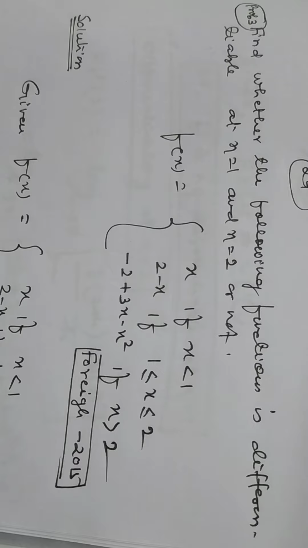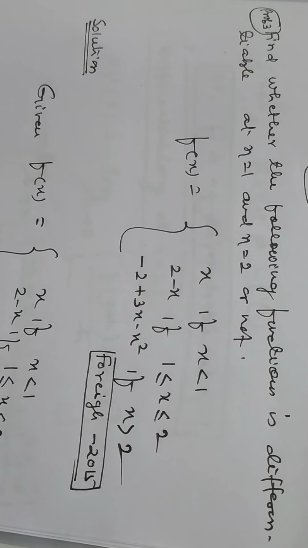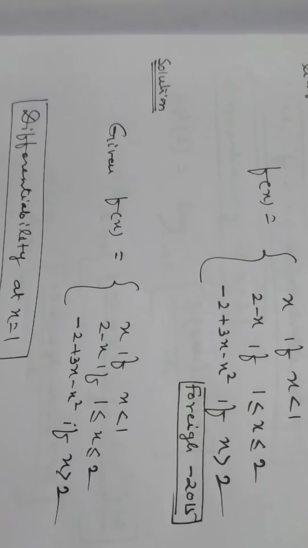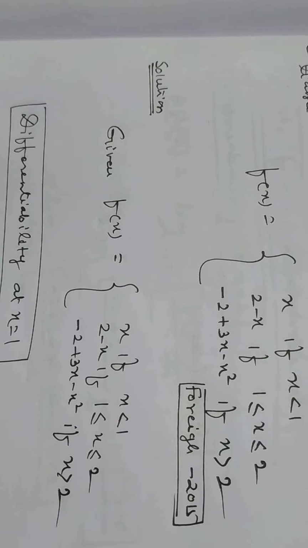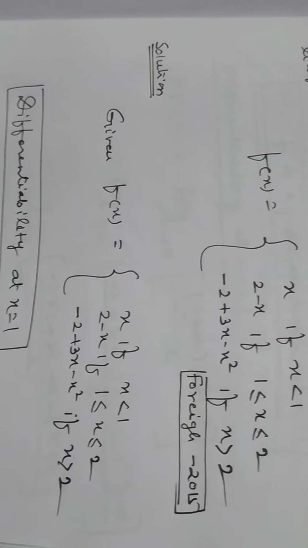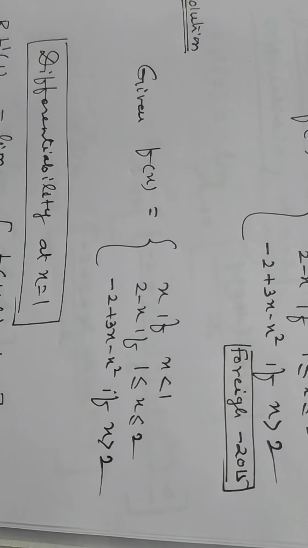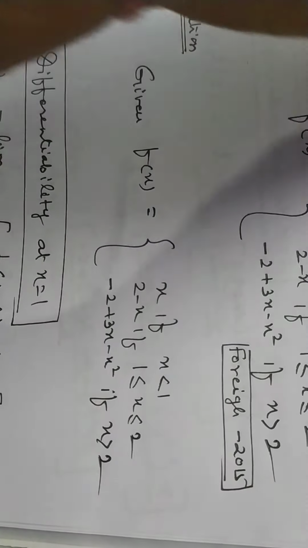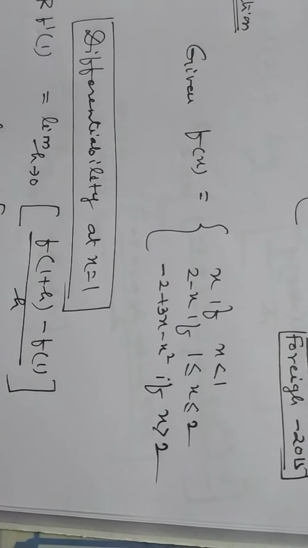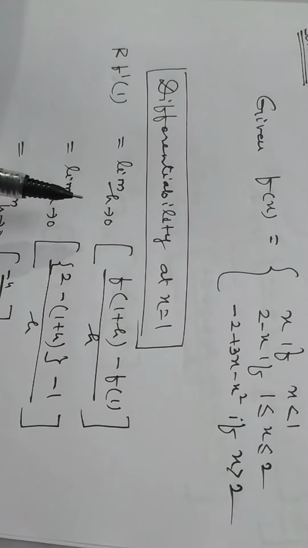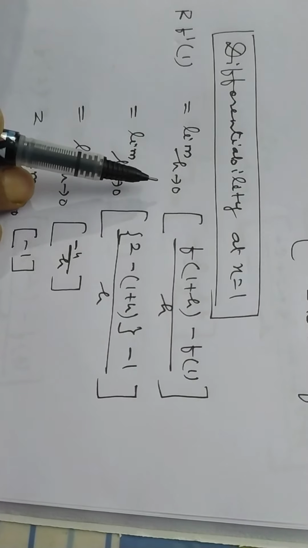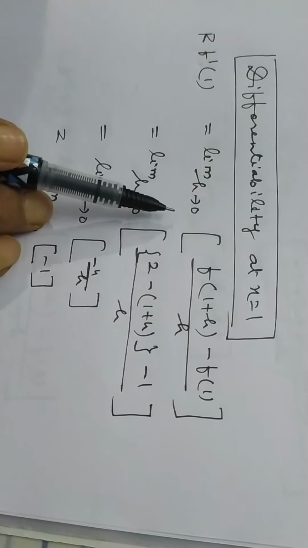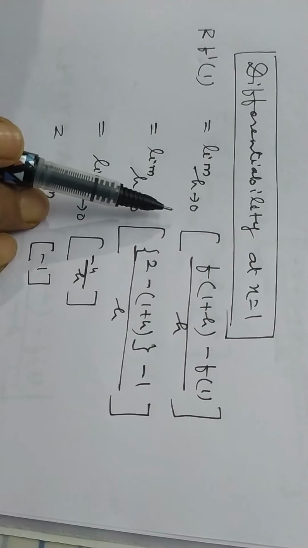Given function f(x) is x if x < 1, 2 - x if 1 ≤ x ≤ 2, and -2 + 3x - x² if x > 2. Now we check the differentiability of the function at the point x = 1. So my dear students, we want to determine the left hand side derivative at 1.